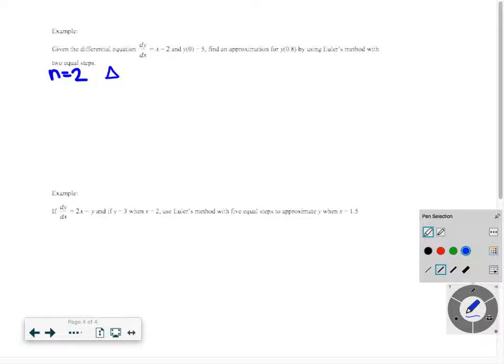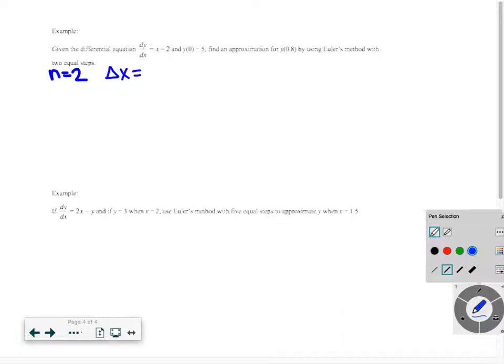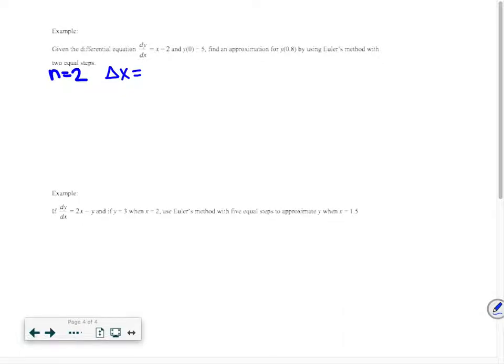When we talk about delta x, we're going from 0 to 0.8 in 2 steps. So each step, we need to take 0.4 so that we stretch the interval that we need to. Just like we did with Riemann sum approximations, b minus a over n.